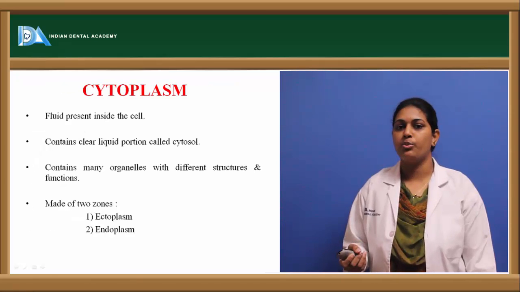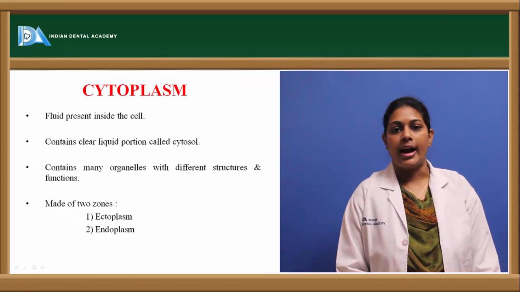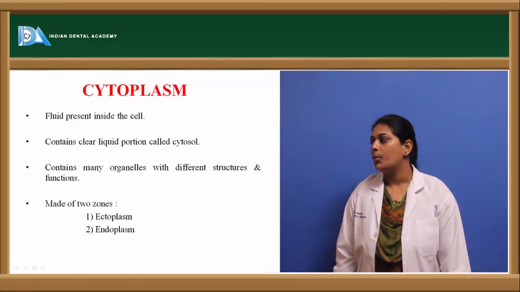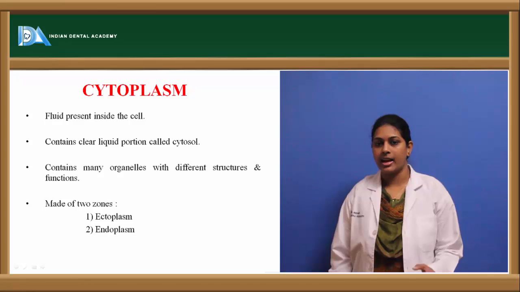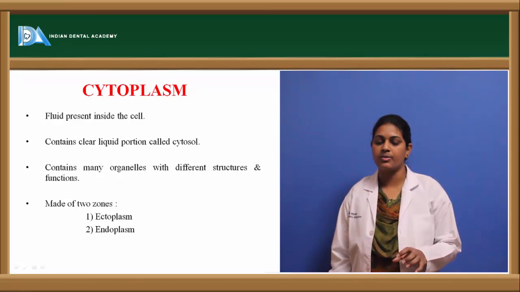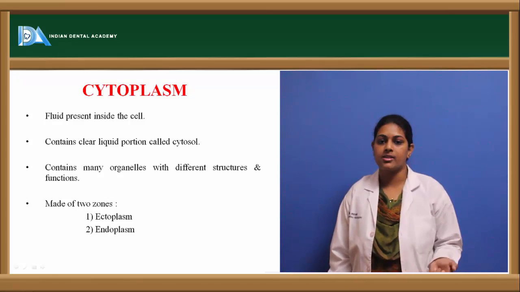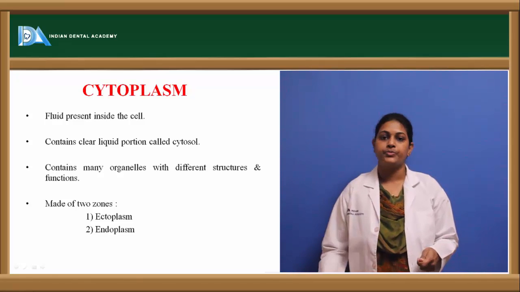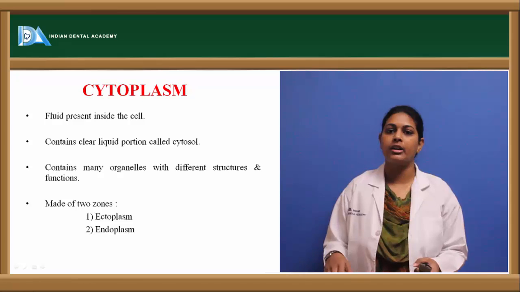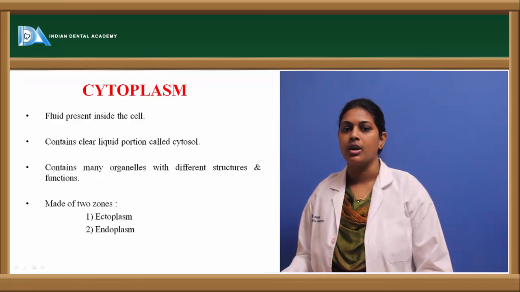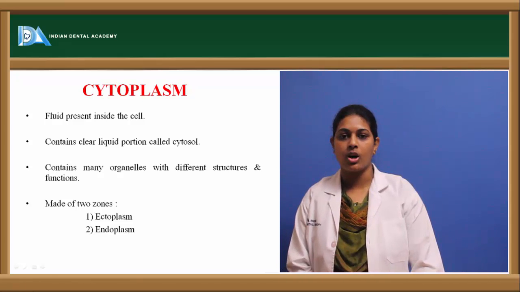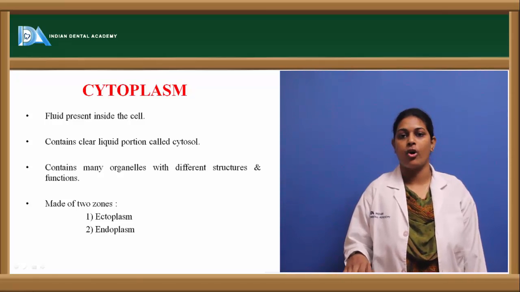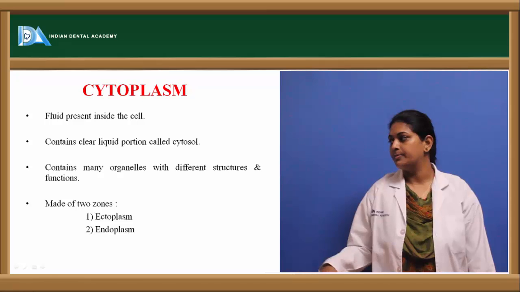Coming to the cytoplasm, which is a major content of a cell, it is usually a fluid-like substance present inside the cell. The cytoplasm can be divided into two parts: the cytosol and the cell organelle concentrated area. Cytosol is the clear liquid portion of the cytoplasm, whereas the cell organelle concentrated area is where we find a huge concentration of organelles embedded.